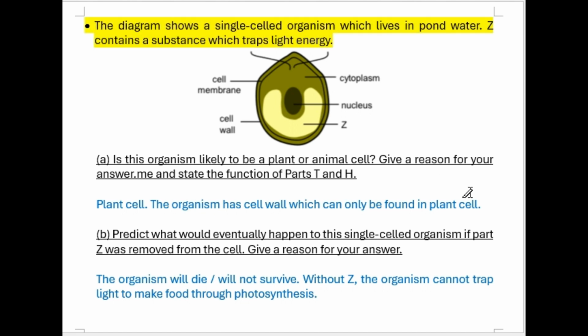The diagram shows a single-cell organism which lives in pond water. Z contains a substance which traps light energy. Is this organism likely to be a plant or animal cell? Give a reason for your answer. Plant cell. The organism has cell wall, which can only be found in plant cell.